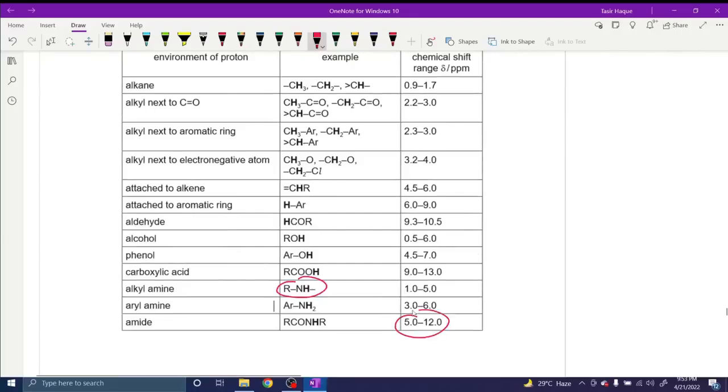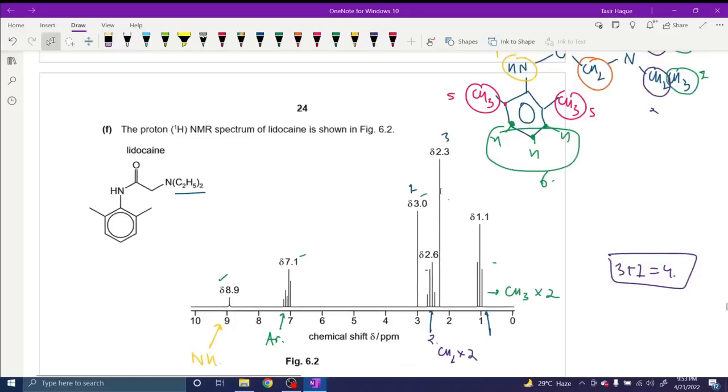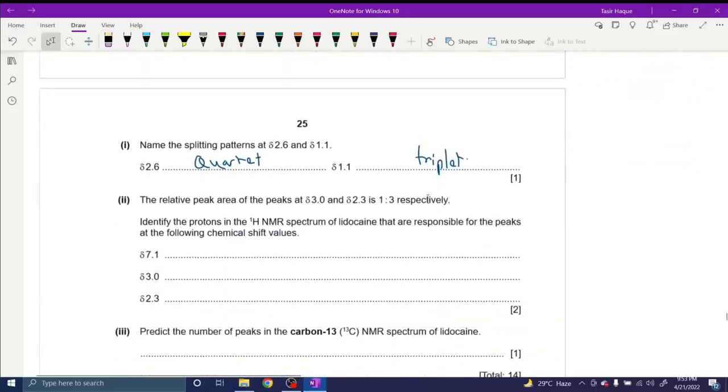The range is from 5 to 12, so this fits our criteria, right? This singlet is probably due to NH. This is the yellow group. Now we need to figure this out. So they gave us a hint, right?